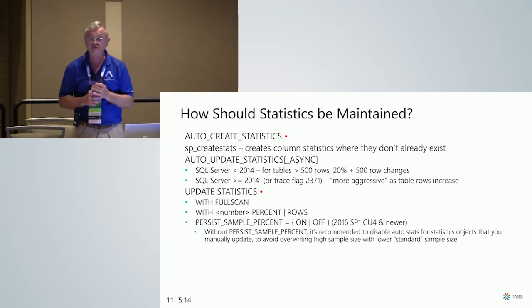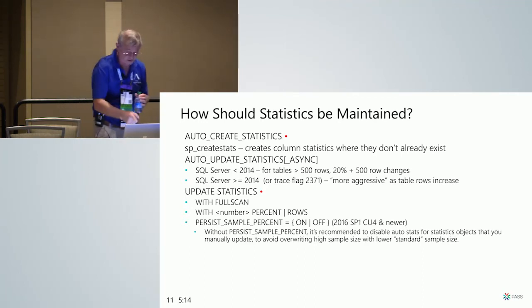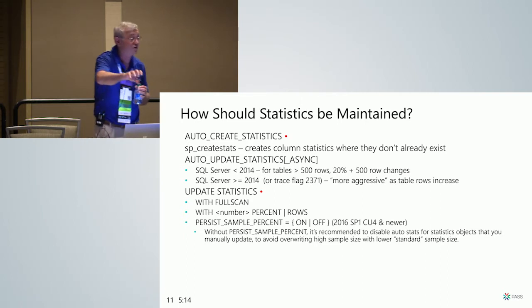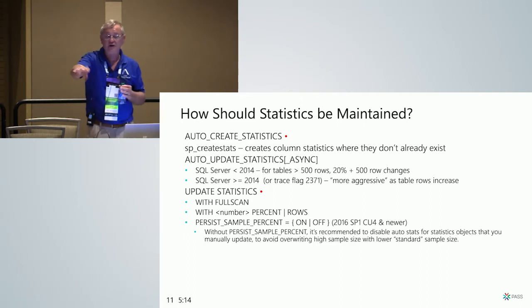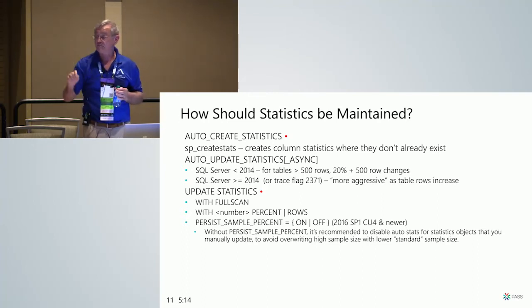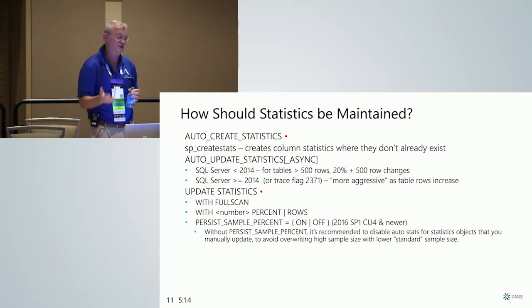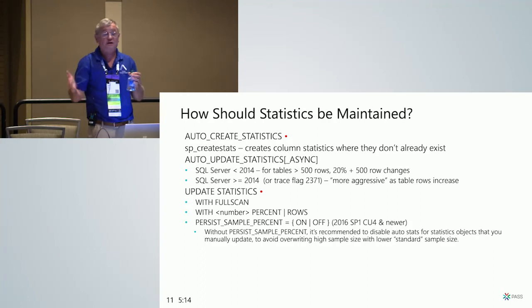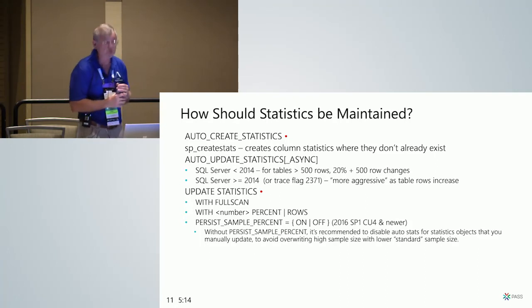Starting with SQL Server 2016, when you do an update statistics, you can specify the persist sample percent. So I can say update the statistics on this statistic with sample size 25% or 50% with persist. The next time an automatic update of the statistics occurs, it will use that percentage that I wanted, which means that I really shouldn't have to schedule it anymore. I just let the automatic stuff take care of it. So this is really nice.